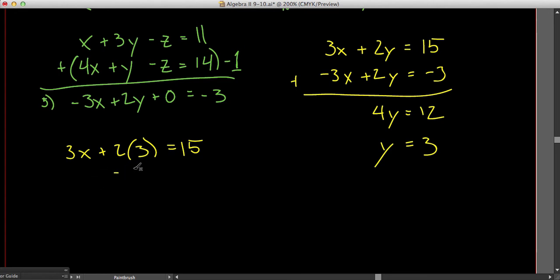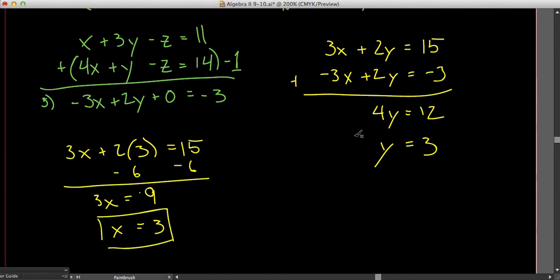So then if I subtract 6 from both sides, I'm left with 3x is equal to 9. So x is equal to 3. So x and y are now both equal to 3. And now we have an expression for x, we have an expression for y. Both have values now. And the last thing that we're left with is to solve for z.